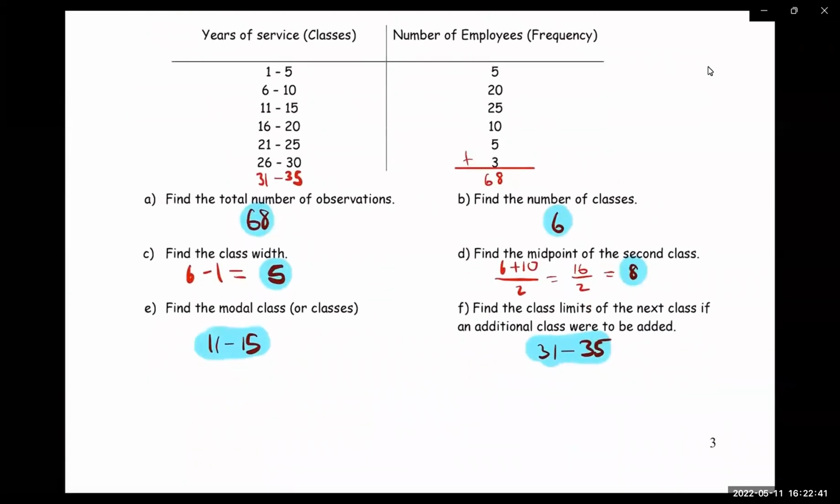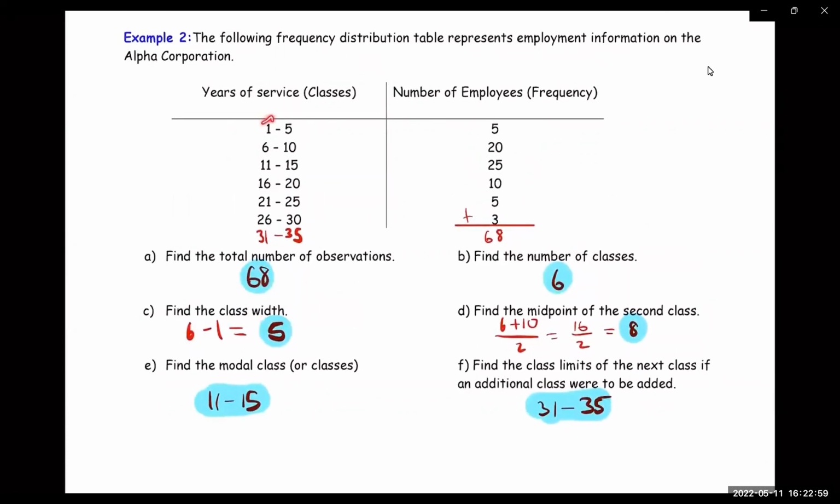And so we found the total number of observations by adding up all the frequencies, and it turned out to be 68. Then we found the number of classes just by adding these. So that was 1, 2, 3, 4, 5, 6 total classes. And then the way you find the class width is you subtract the lower class limits. So these are called lower class limits. 6 take away 1 is 5. You can also do 11 take away 6. You can do any 2 that are consecutive. And that's how you find the class width.